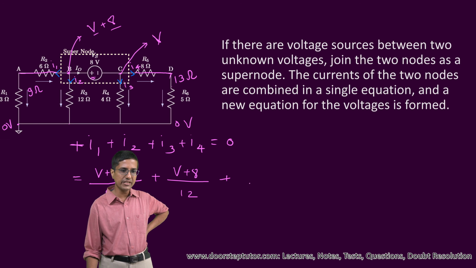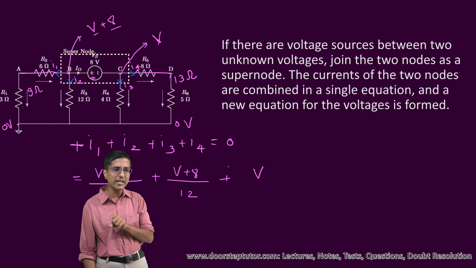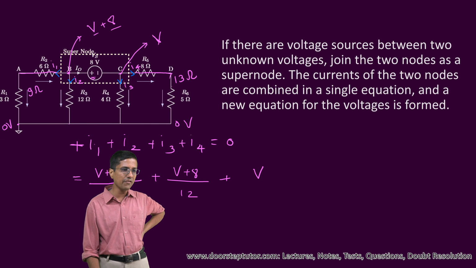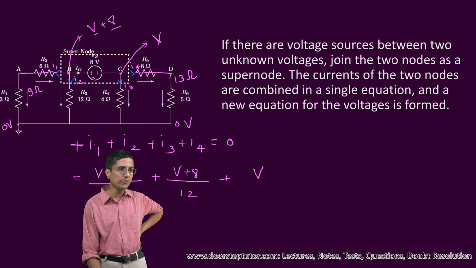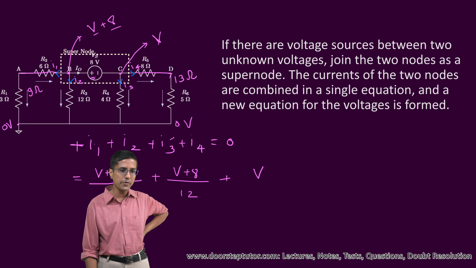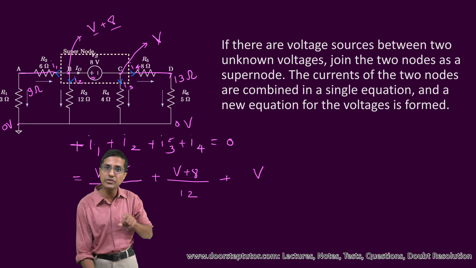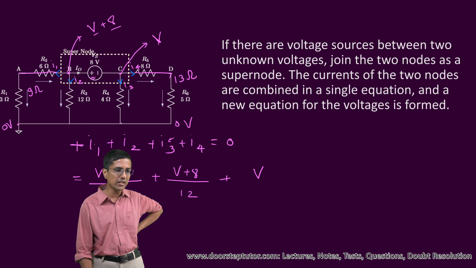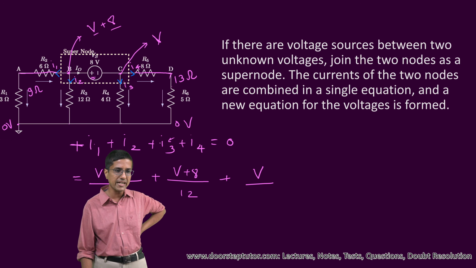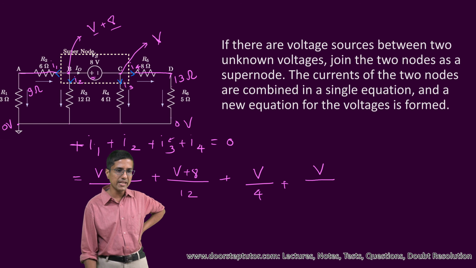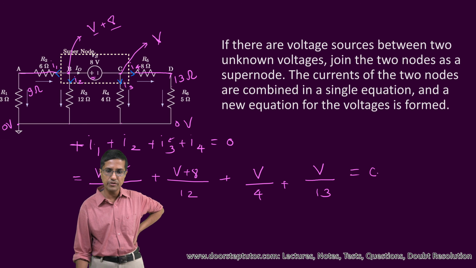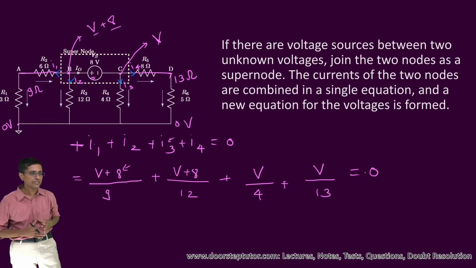I3 is this current, which is from the voltage at this node. The voltage at C is actually V. Note the voltages I am taking to be different. When I am computing I1, I took the voltage to be V plus 8. When I am computing I3, I took the origin as node C and I took the voltage as V, and of course the end point is minus 0, which I don't really write because it is 0, divided by the resistance, which is 4 ohm, plus I write down this last equation, which again comes out to be V minus 0 divided by 13, and this is equal to 0. Now you can solve for V. This is a single equation that you really need to solve.